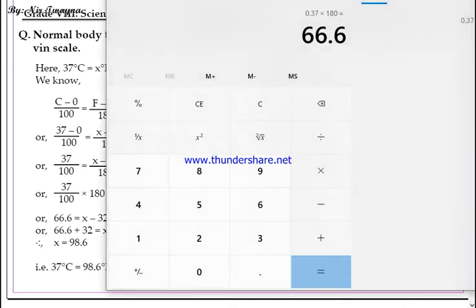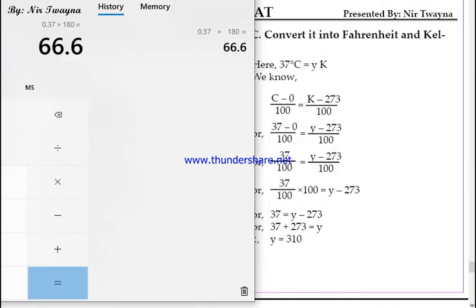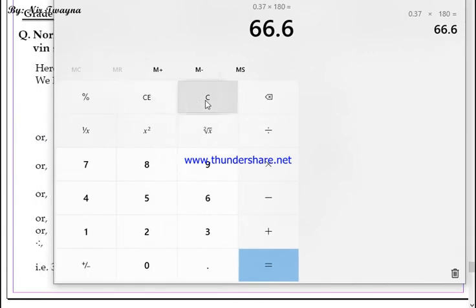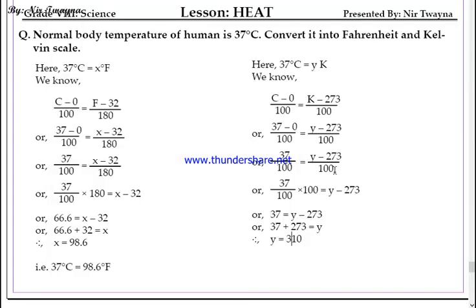If you want to use a calculator, then 37 plus 273, see, 310. We get 310. Okay, so from here we can write the conclusion, that is 37 degrees Celsius. Once again I need a degree sign. 37 degrees Celsius is equal to, by substituting the value of y over here, you get 310 Kelvin. This much is your solution.